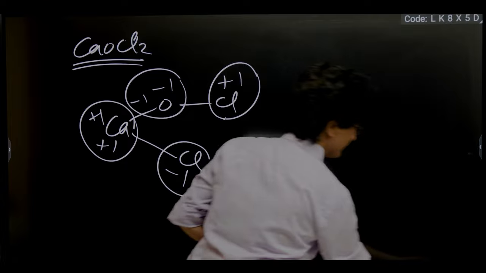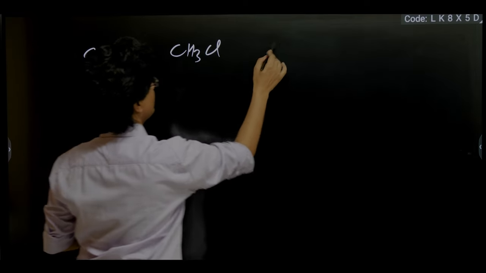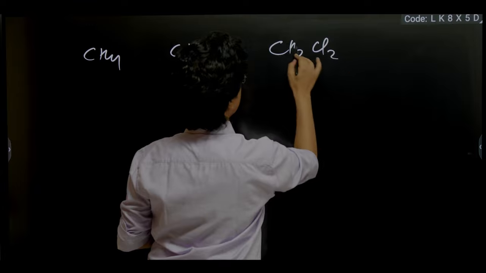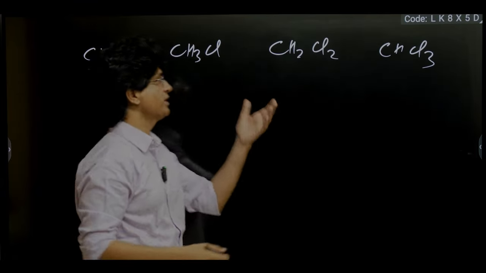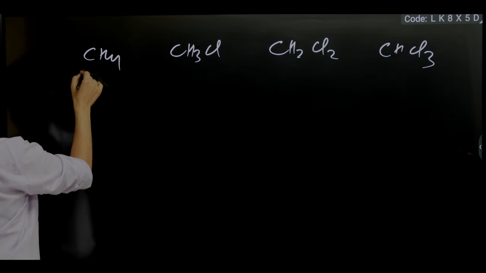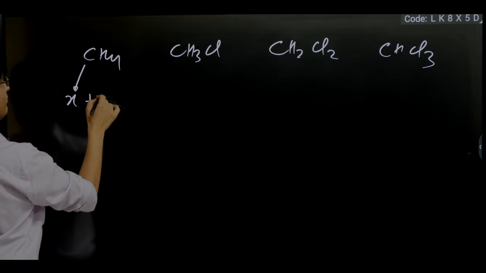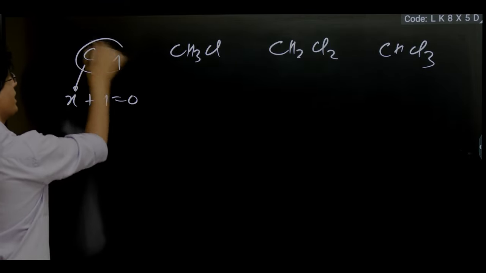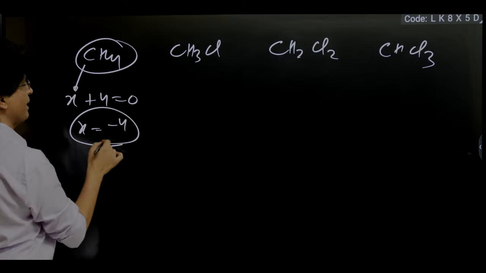Okay, boys and girls, come on. Let's say we are having CH4, CH3Cl, CH2Cl2, and CHCl3. Let's find out the oxidation number of carbon in all these compounds. Carbon being more electronegative, let's say X. 1H will be plus 1, 4 of them, plus 4, should be equal to what? 0, it's a neutral compound. So X will be equal to what? Minus 4. So carbon is minus 4 over here.